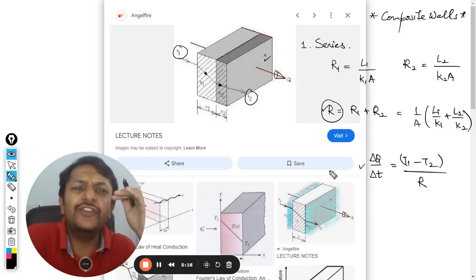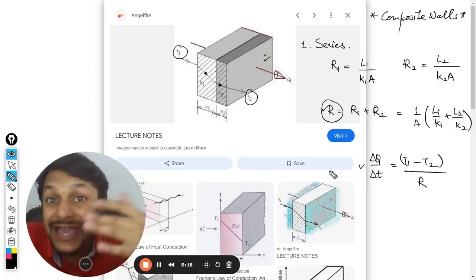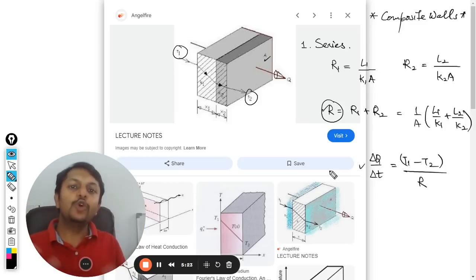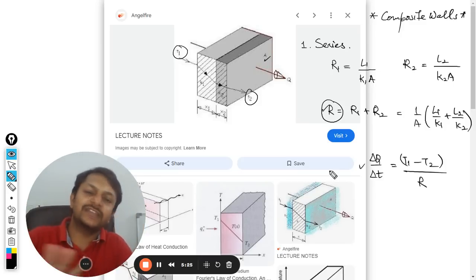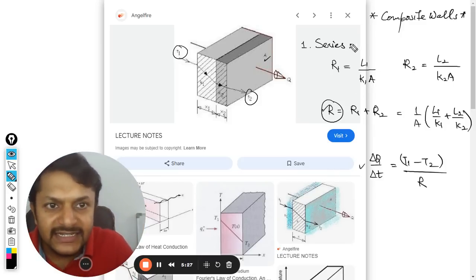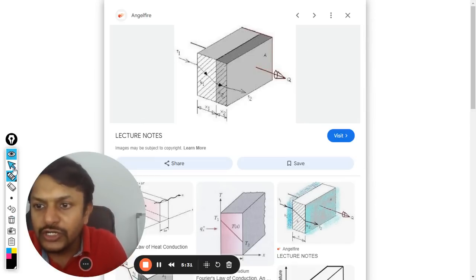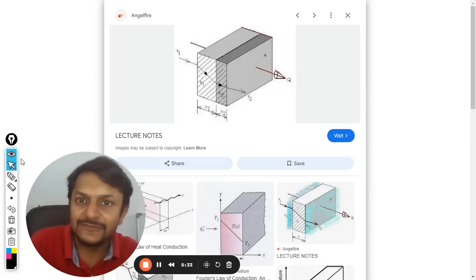So this is kind of the highest level at which IB can ask you questions from this topic. So no need to go beyond it. Even this is more than enough for you. So this is the series combination. We will be going for the parallel combination also. So let us move to the next slides.